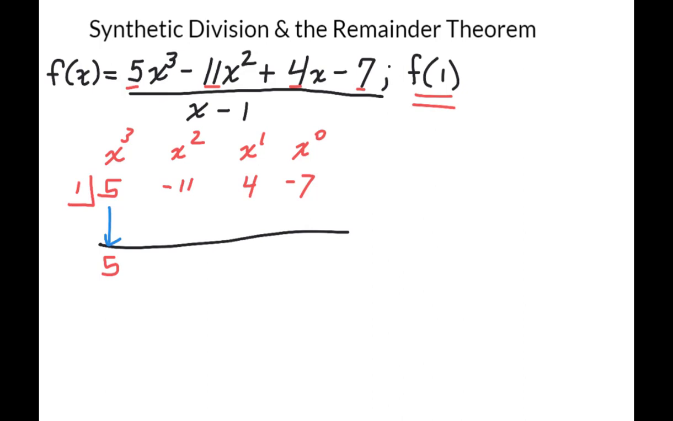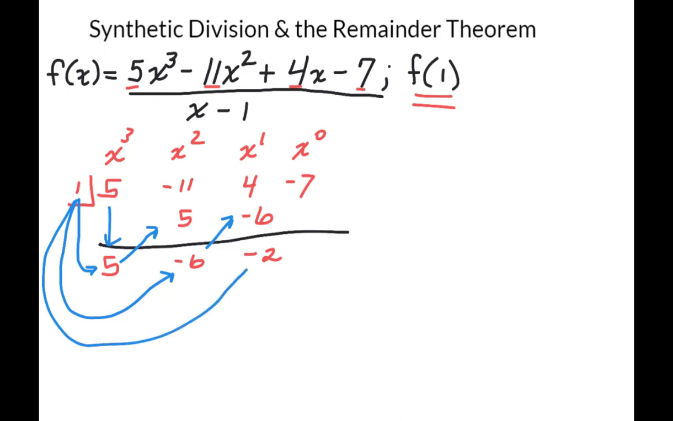All right, then next you take the 1 times the 5, and that goes under the next value. You add these, or in this case, you're adding a negative, so you're subtracting. I get -6. I continue doing the same thing with the synthetic division. I take 1 times -6, and that goes in the next spot, -6. -6 plus 4, -2.